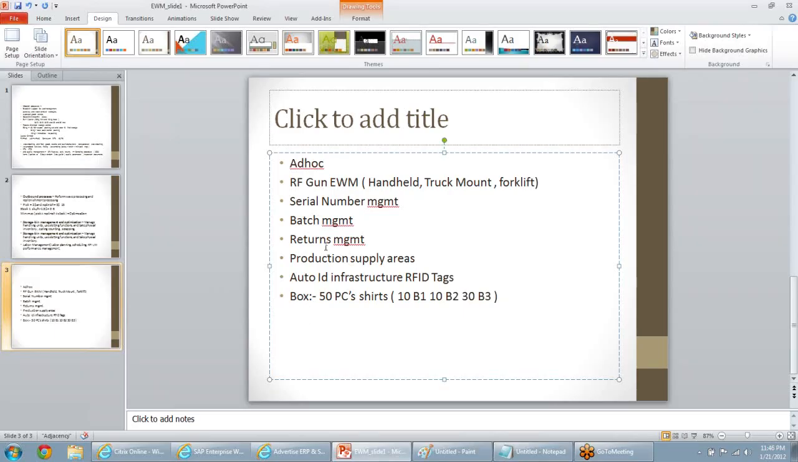Exactly. If I move the whole box through the gate, it will scan all 50 and send an XML message to my EWM system so that it simply enters the stock into my system. Similarly, I can do the goods issue. If I move the whole box, I don't need to bother at the gate about which stock is going out, and there's no need to trigger the goods issue manually. So everything should be integrated. That's the main advantage: you can integrate your auto ID with returns management, batch management, and serial numbers.